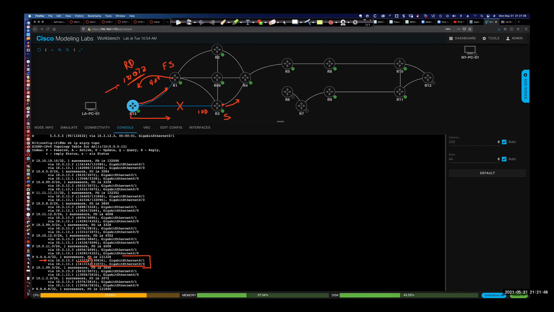And so then the diffusing update algorithm is going to have to recalculate to ensure loop freedom. And that's the feasibility condition. Now, if it's a feasible successor, when you say show IP EIGRP topology, it will be listed under the current successor, because it is your feasible successor.